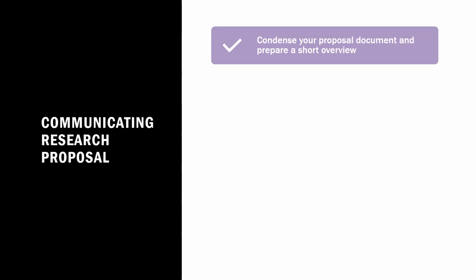Make a copy of your proposal document to use as the basis of your presentation. Depending on how much time you have to do the presentation, you will likely want to delete most of the text from this document. Use the executive summary as the framework for your presentation.